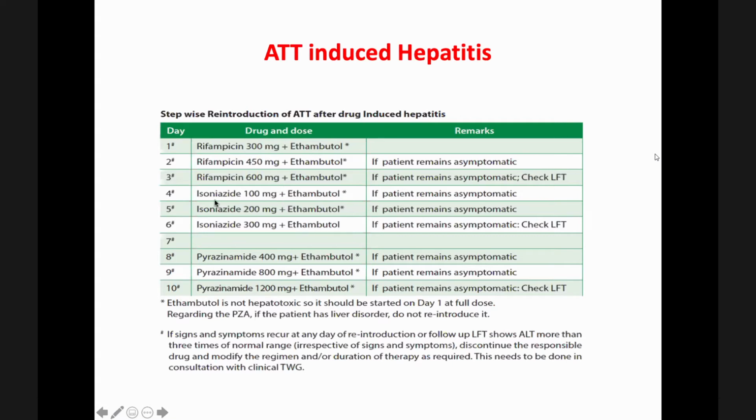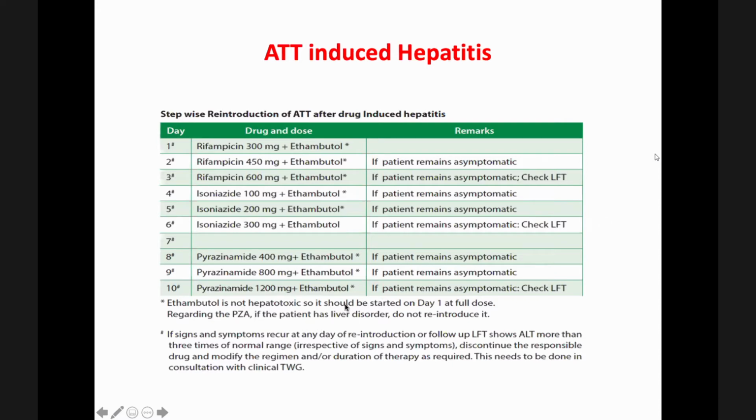Then on the 4th day, you add on isoniazid starting with 100 milligram. On the 5th and 6th day, you continue isoniazid plus ethambutol. Check the LFT and give a 1-day gap, and then on day 8 you add on pyrazinamide with a low dose of 400 milligram, and on the 9th day pyrazinamide 800 milligram with ethambutol. Okay, so this is how you proceed, checking the LFT.